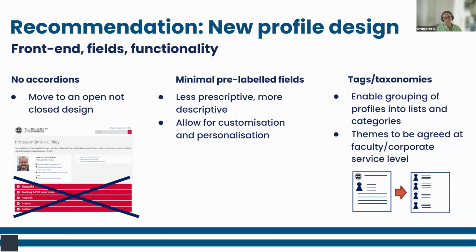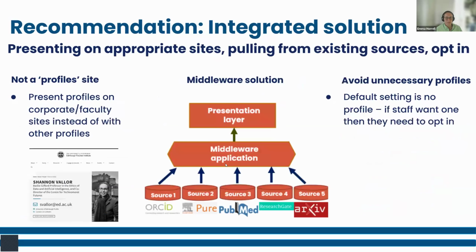We wanted to include a provision for tags and taxonomies because we knew there was still a need for people to group multiple profiles and to look across profiles. So that was an important sorting mechanism. And these should also be contextual, and therefore we agreed that they should be contained. They would be agreed at a faculty level, so we wouldn't aim to have one set of taxonomies that would apply across the entire university. On the technical side of things, the recommendation was related to where the profiles would sit in the web estate.